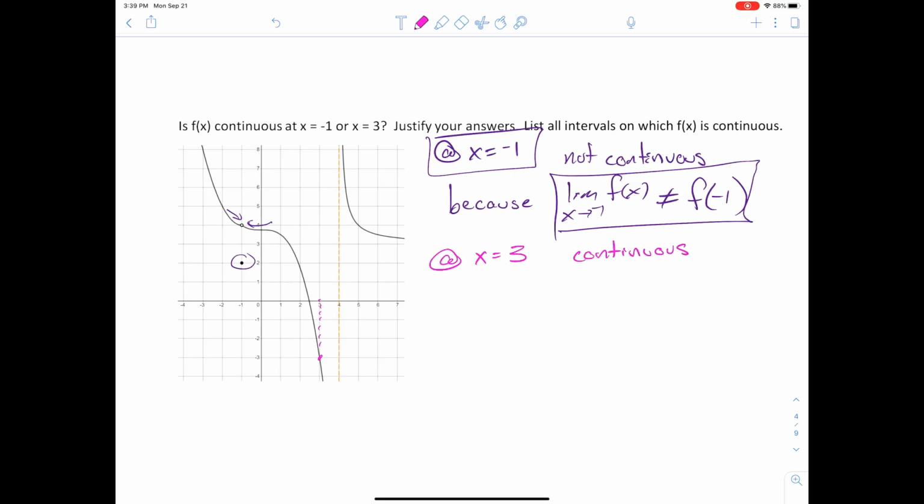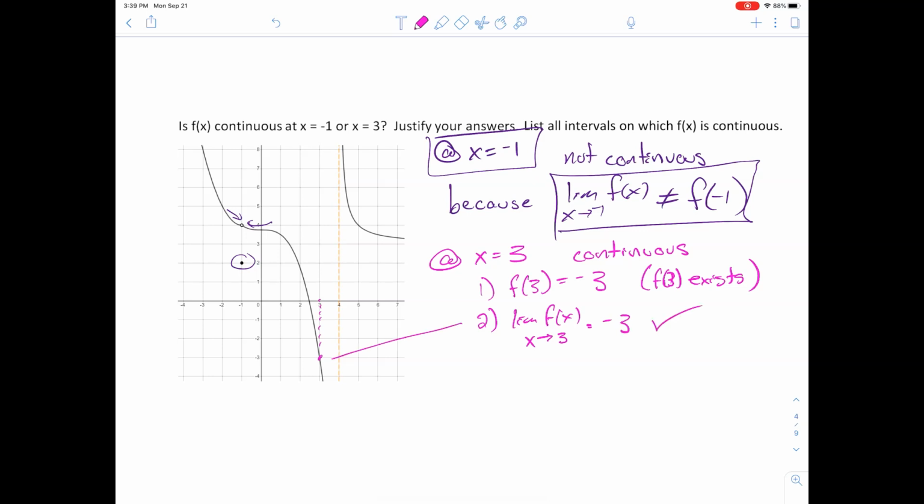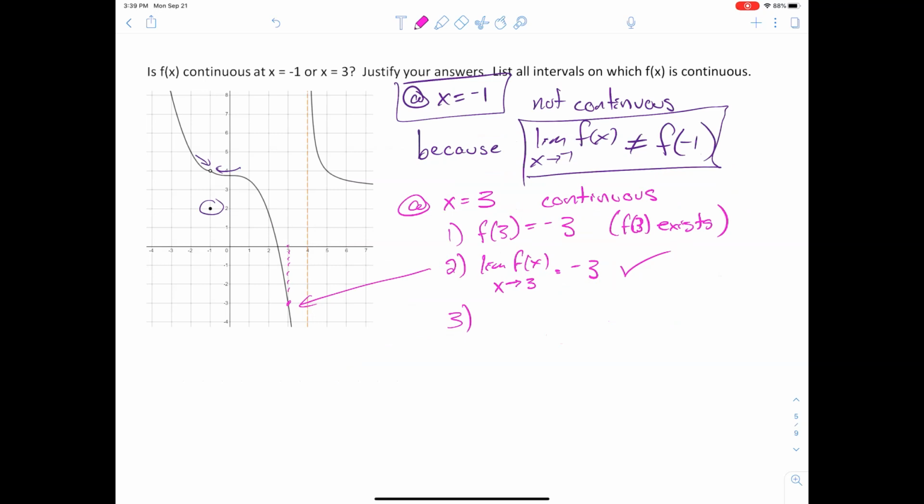So that means that I have to show that, 1, we've got f of 3 equals -3. It exists. So I've hit that bullet point. Number 2, I have to show that the limit of f of x as x approaches 3 equals -3. Check. Just look at the graph right there. And then condition number 3 is that these two match each other.